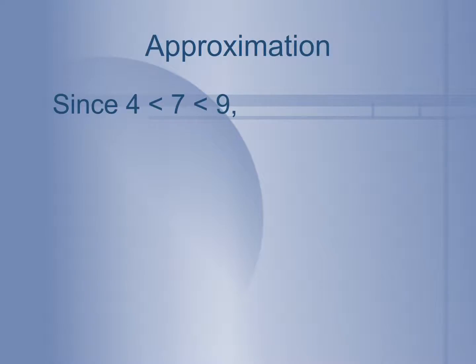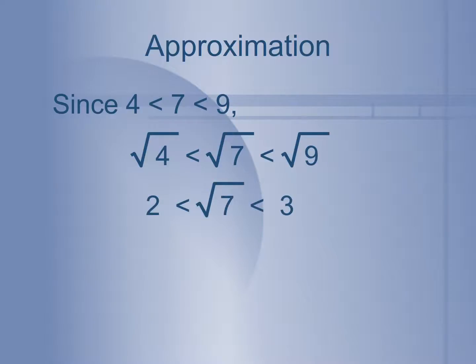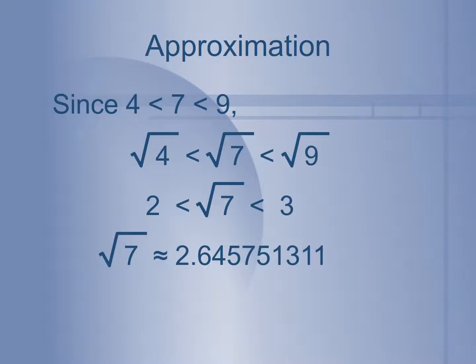So, since 7 is between 4 and 9, then we would say the square root of 7 is between the square root of 4 and the square root of 9. So that means that the square root of 7 is between 2 and 3. And if we were to use a calculator and ask what's the square root of 7, we would get 2.645751311. So again, we wouldn't want the approximate answer. There's too many decimals there. So we would just leave it as the square root of 7, but we can approximate it by doing this.